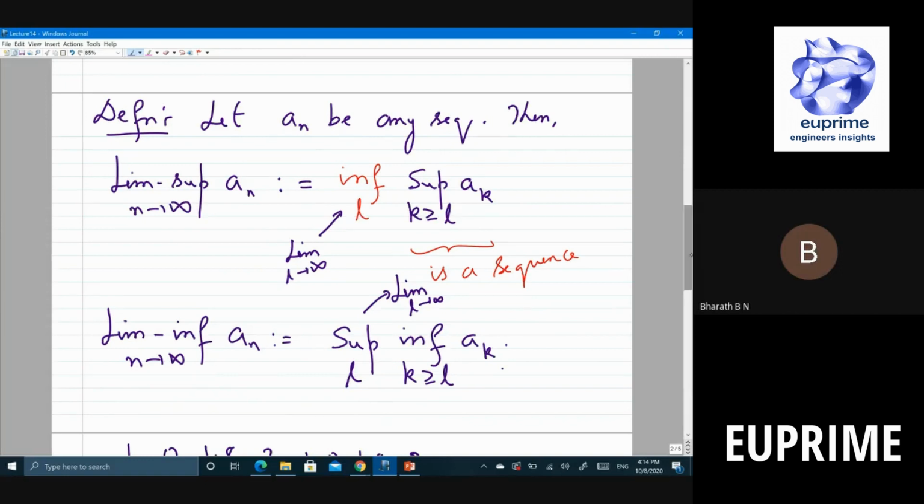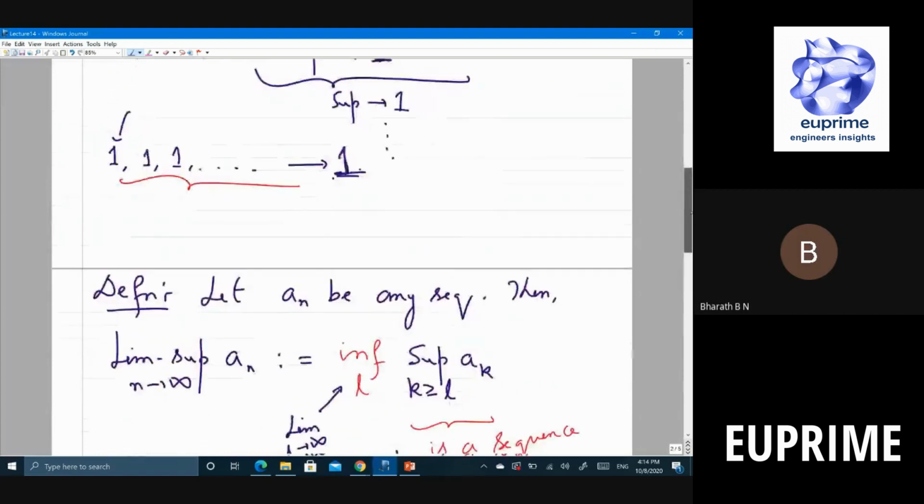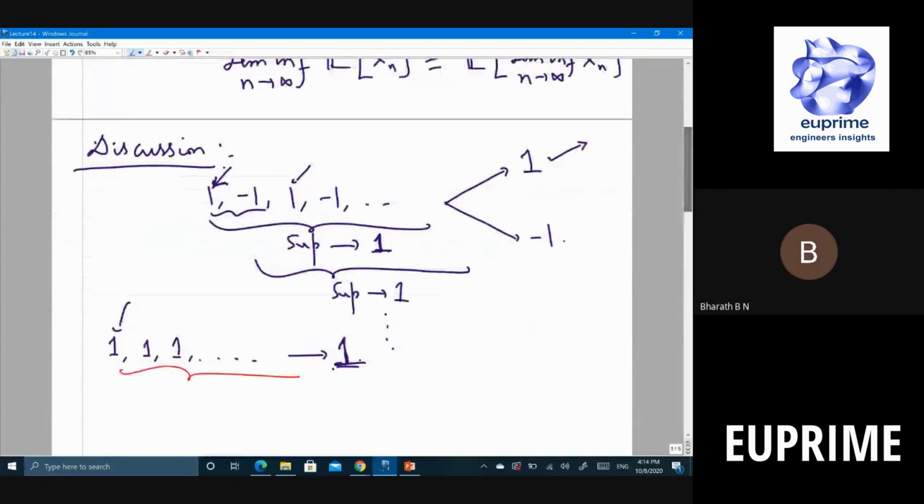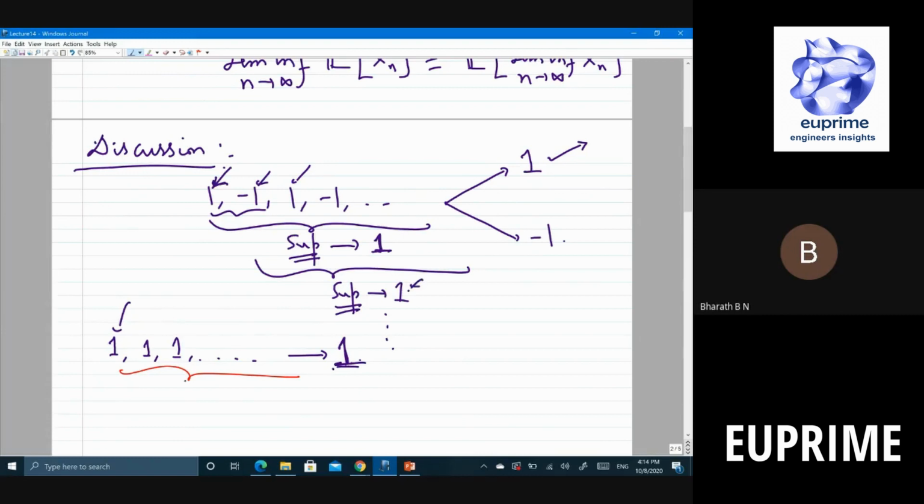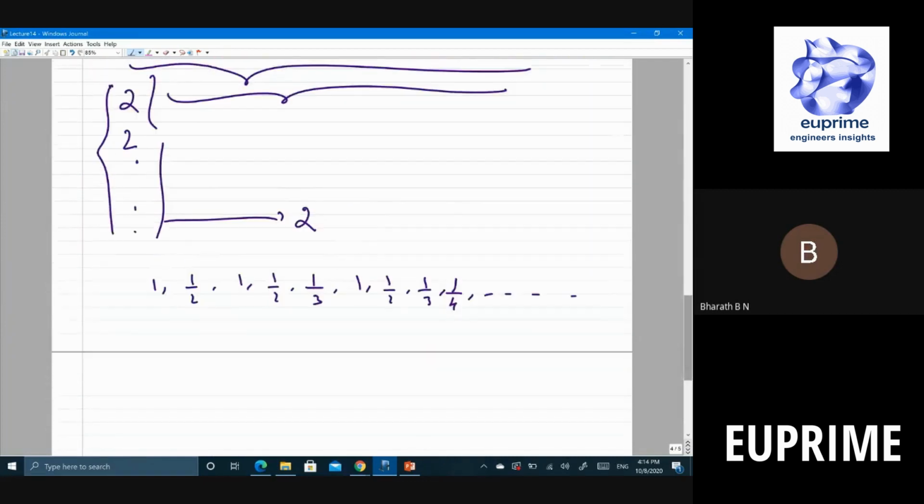And similarly for this. So lim inf, what do you do? You do exactly the opposite. So what is the lim inf of this? Instead of supremum, you take infimum. Infimum is -1, right? Then again, instead of supremum, you take infimum, which is -1. So you get a sequence of -1, -1, -1, and so on, which converges to -1. So -1 is the lim inf. Similarly, what is the lim inf of this?